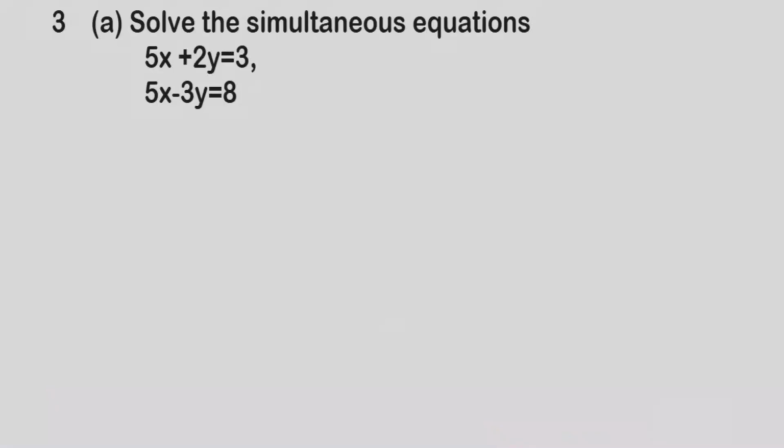Question 3 was as follows. Solve the simultaneous equation. Question 3a was as follows. Solve the simultaneous equation. So what we're going to do is I'm going to write the two simultaneous equations the way they are. We have got 5x plus 2y is equal to 3. Then we have got 5x minus 3y is equal to 8.